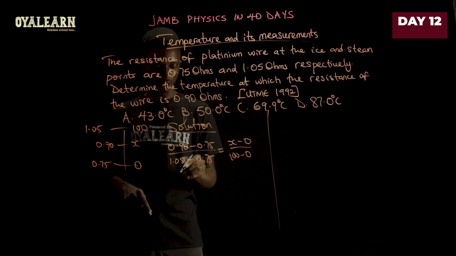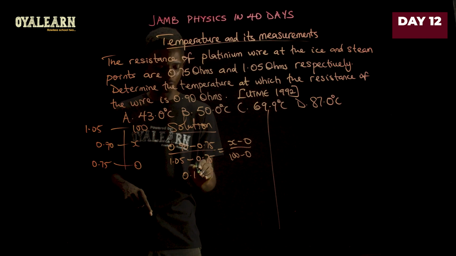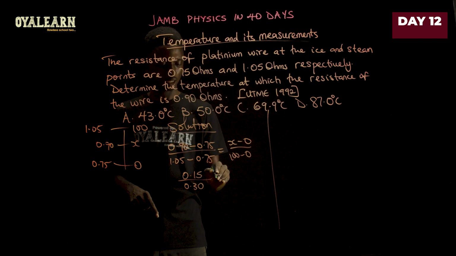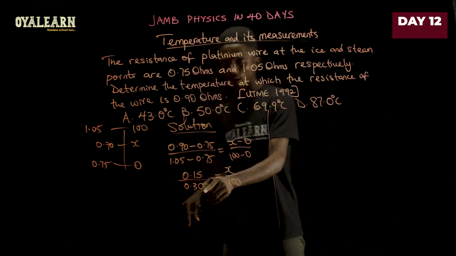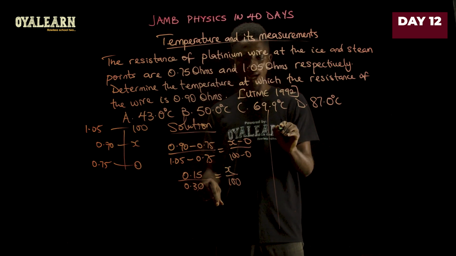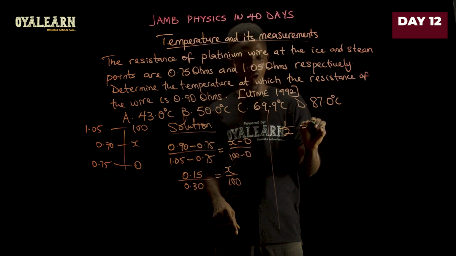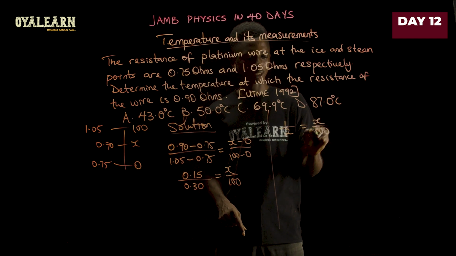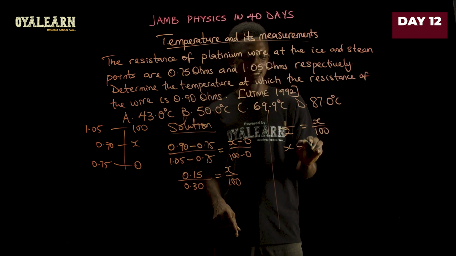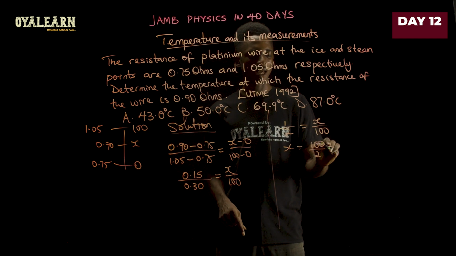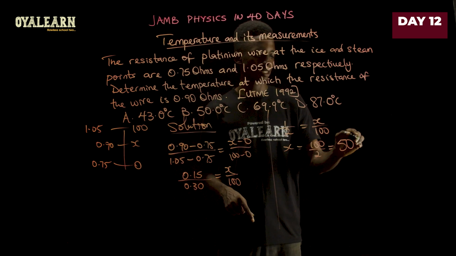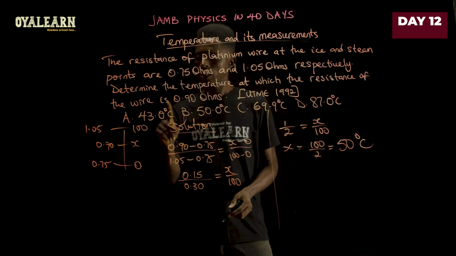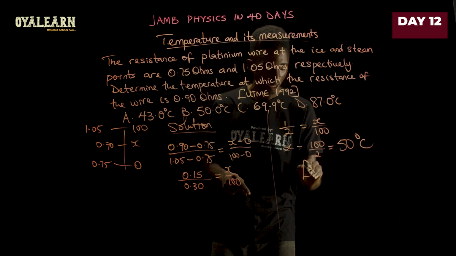Now this would give us 0.15 and 0.30 here, and then this would be x over 100. Now from here we can break this down to 1 over 2 equals x over 100. So what this implies is that x is 100 divided by 2, and that will give us 50. And since this is in degrees Celsius, the unit will be degrees Celsius. And that is what we have in option B.